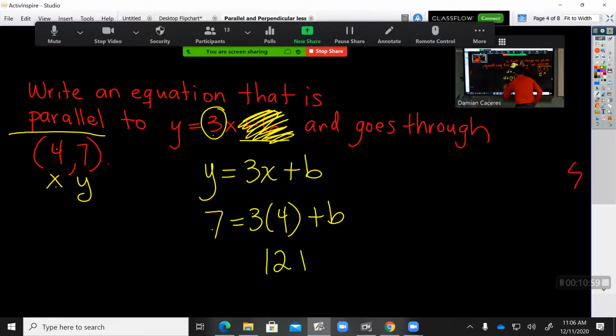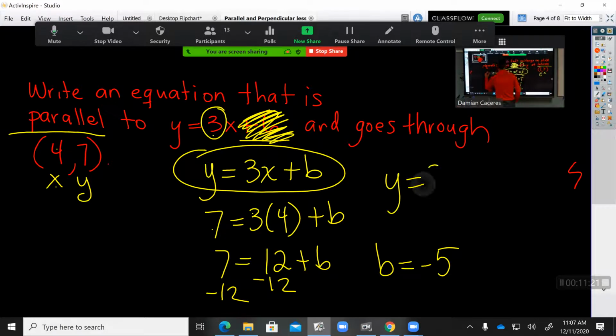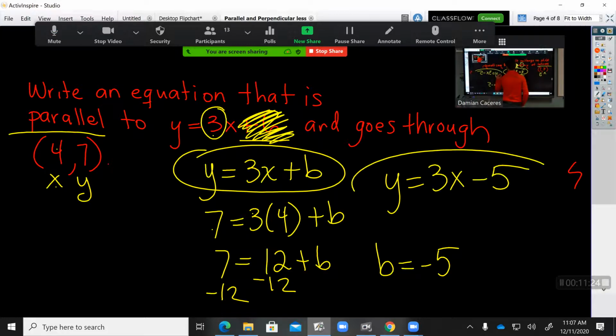Now I just have to solve this. 3 times 4 is 12. And the goal is to get b by itself, so we have to subtract 12 from both sides. Now that gives me b equals -5. So all I have to do now is write this equation, but instead of plus b, put the value you just calculated for b. y equals 3x minus 5. Any questions on that?